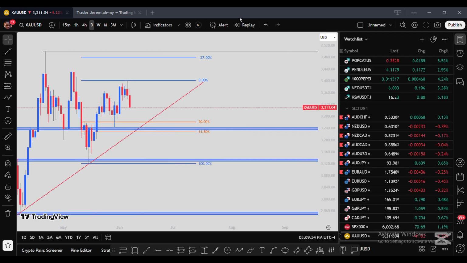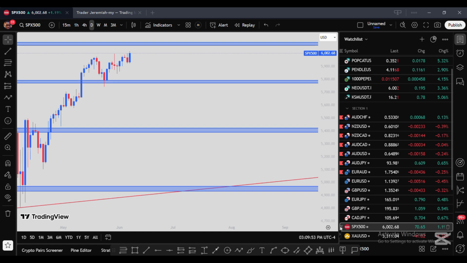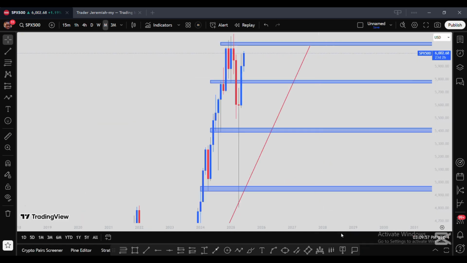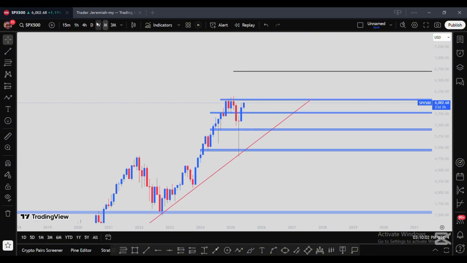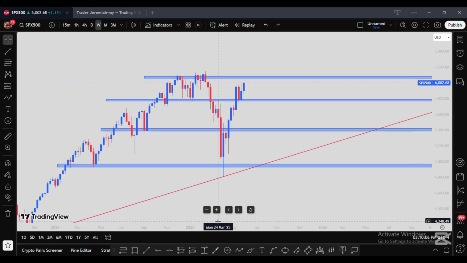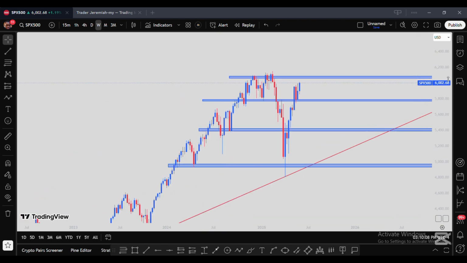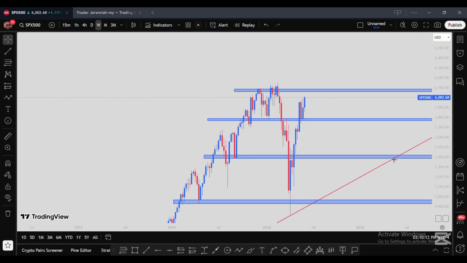So the next pair I'll be looking at is S&P 500. So let's talk about S&P 500. On S&P 500, the direction of the market is clearly to the upside. If you go to the weekly time frame, the market is trending to the upside pretty nicely. So now the market has rallied back to the upside.